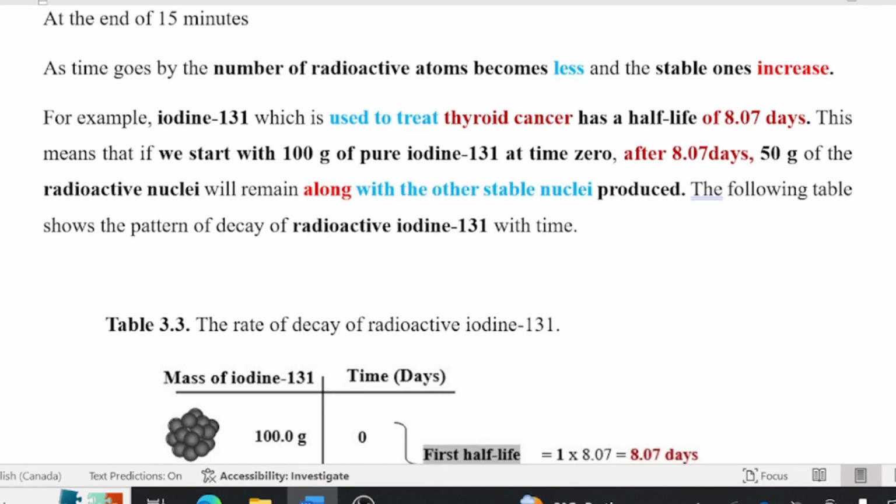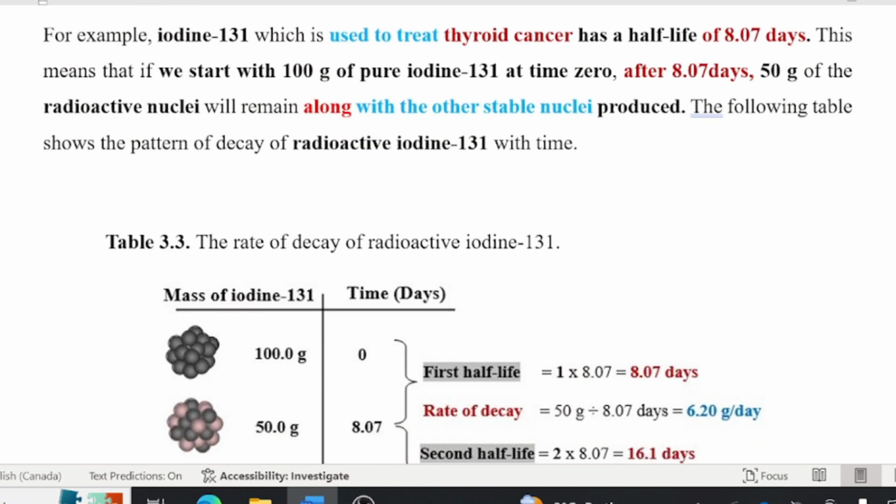Now, the one that I want to talk about here is radioactive iodine, iodine-131, that is used to treat thyroid cancer, that has a half-life of 8.0 days. That means that, just like I used the analogy before, if we started with 100 grams of pure iodine-131 at time 0, after 8.0 days, we'll end up with 50 grams of radioactive nuclei along with the other stable nuclei. So let's look at this table here and see what is going on here.